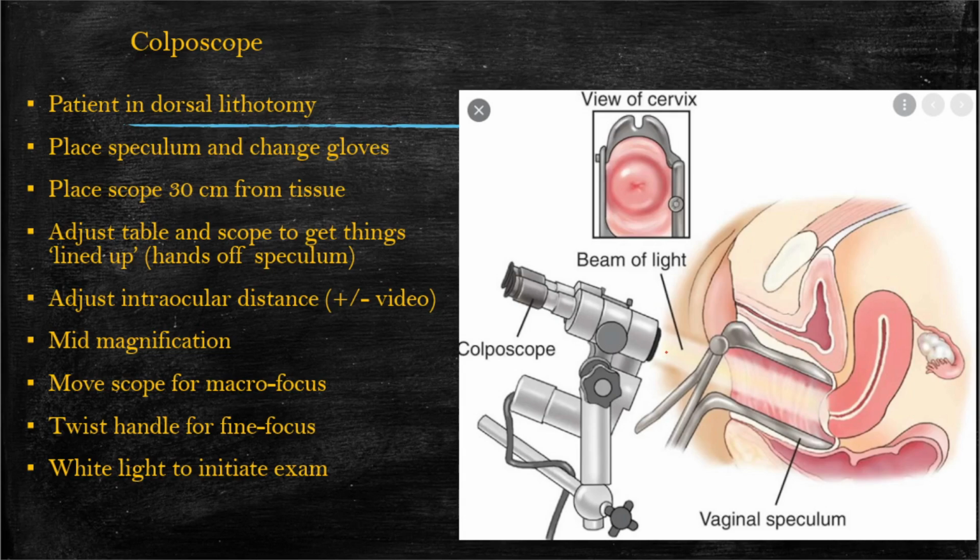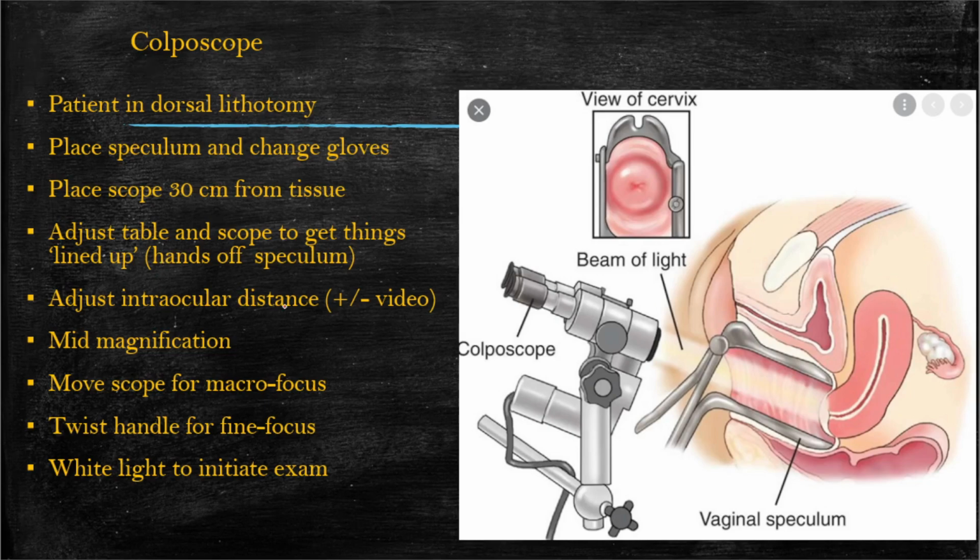So you want your visual path to be basically parallel to the speculum, so that you don't have to come down here and kind of tweak the speculum one way or the other to try to get a good visualization. So adjust the table appropriately.